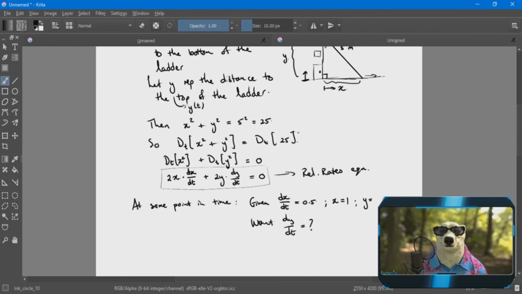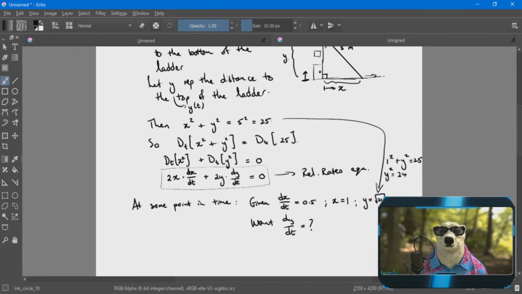I can find the value for y by looking at the original equation relating x and y. I can solve for y here or plug in the x value. Let's do it on this side here. So 1 squared plus y squared equals 25. That means y squared equals 25 minus 1, so 24. So y is the square root of 24.